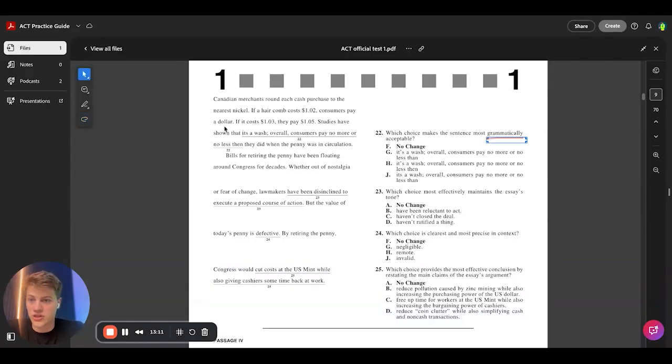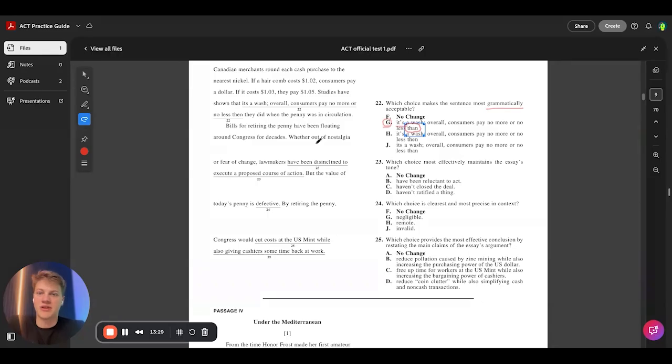This is a grammar question, so you can learn this more in the study guide, but it should be B here because there's an apostrophe in it's, and the word than is correct, not then.